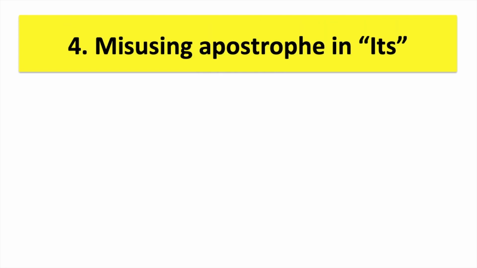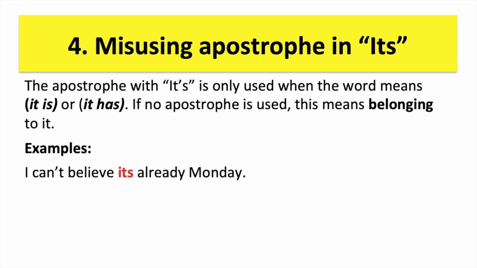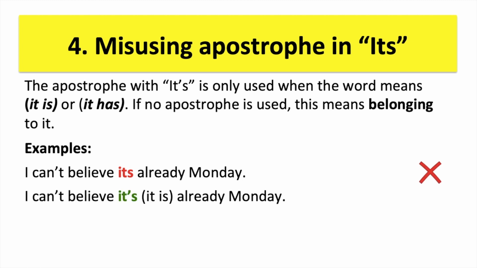Misusing apostrophe in its. The apostrophe with its is only used when the word means it is or it has. If no apostrophe is used, this means belonging to it. For example, I can't believe its already Monday. This is incorrect. I can't believe it's already Monday. This is the correct version, an apostrophe must be used because we could also say, I can't believe it is already Monday.